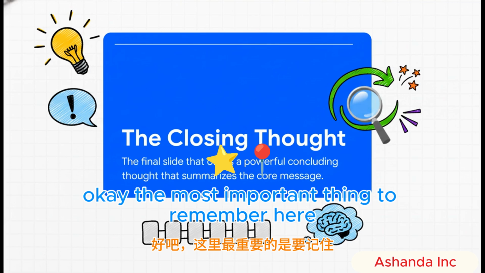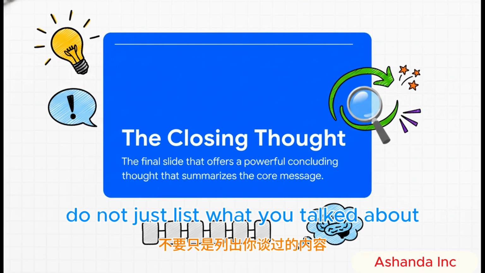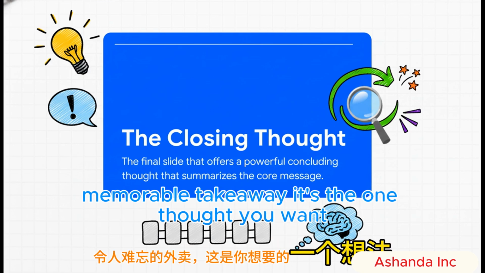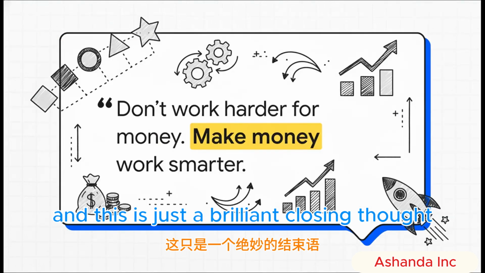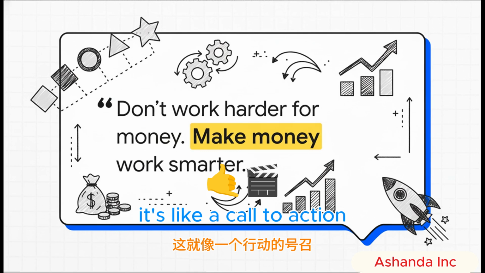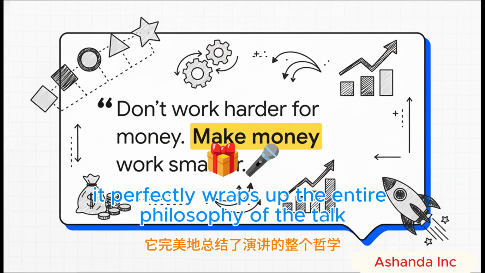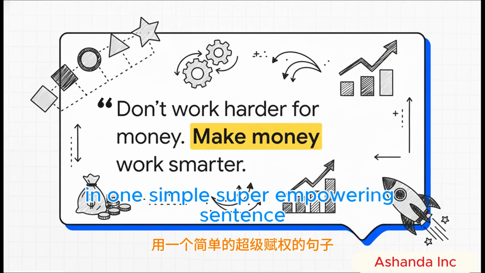Okay, the most important thing to remember here is that your last slide is not a summary. Do not just list what you talked about. It's a single, powerful, memorable takeaway. It's the one thought you want bouncing around in their head long after your presentation is over. And this is just a brilliant closing thought. It's like a call to action, but it's disguised as a simple mantra. It perfectly wraps up the entire philosophy of the talk, and it completely reframes how you think about money in one simple, super empowering sentence.